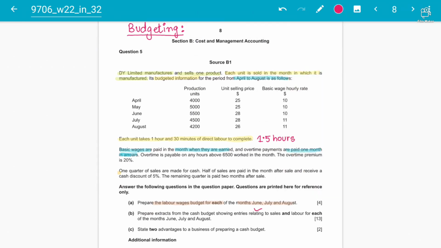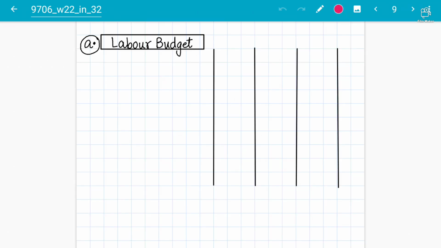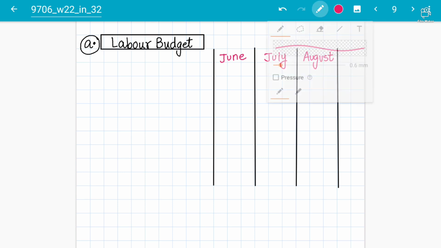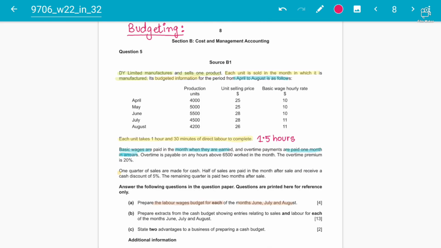So we have June, July and August. This is the month of June, this is the month of July, and this is the month of August. I hope students are getting this. June, July and August, and we'll start with them one by one. If you get one month, then you can get every month very carefully.